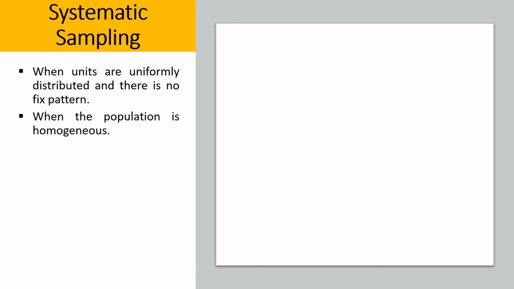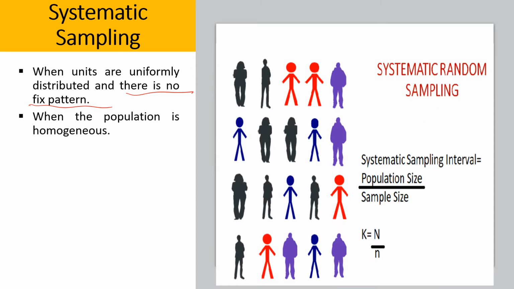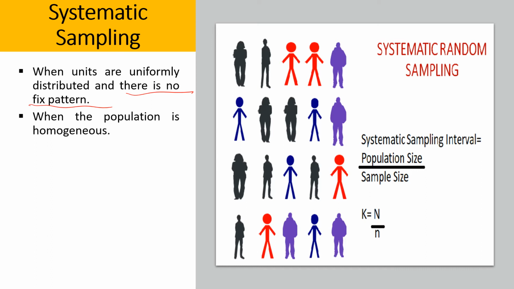Next is systematic sampling. This method also comes under probability sampling. It is used when units are uniformly distributed and there is no fixed pattern among the elements of the population. If there is a fixed pattern among the elements, then you should go for simple random sampling. Also, it is used when the population is homogeneous. This method uses the formula: systematic sampling interval equals population size divided by sample size, and then the value of k is calculated. K is the systematic sampling interval.